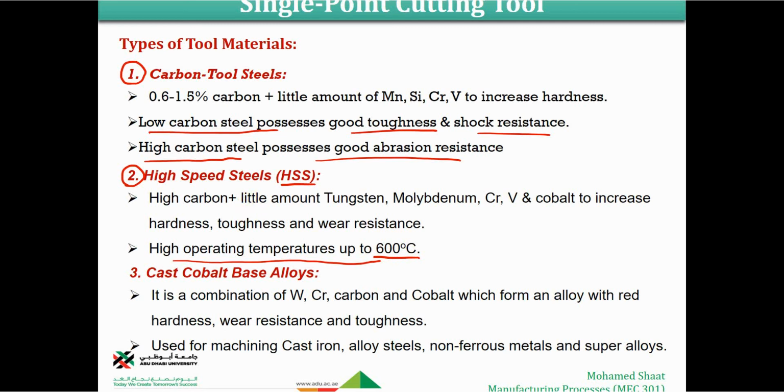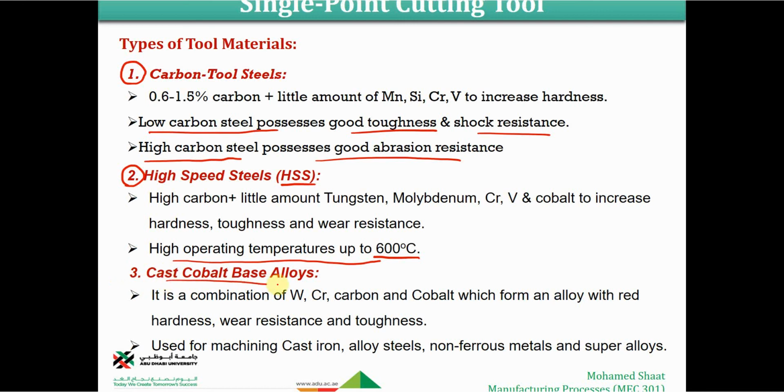It means that it is recommended for making tools that would be used for machining at high speed or high cutting speed. So that's why we got the name high speed steel, which is carbon plus any other like tungsten and chromium and other materials to give the material the ability to retain its hardness at high temperature. So that's why we can increase the cutting speed.